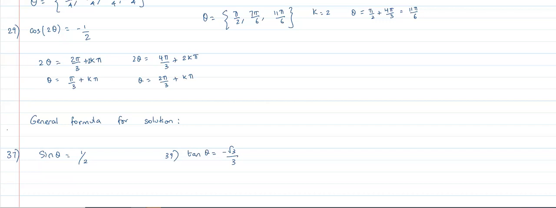Then, what are my solutions? When k is 0, it is pi over 3. When k is 1, it is 4 pi over 3. I cannot go more than that, so I stop. Then I move on to this side. The first solution is 2 pi over 3. Then when k is 1, I add 2 pi over 3 plus pi, and that is 5 pi over 3. I can't go any further, so these are my solutions. Okay.